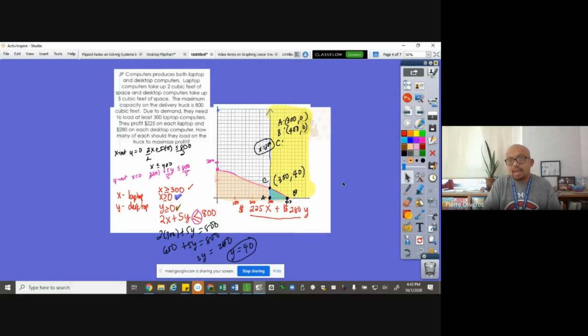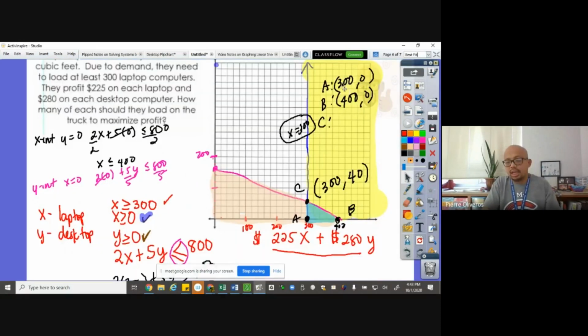Meaning to say that, going back there, we can have 300 laptop or 0 desktop, or 400 laptop or 0 desktop, or we could have 300 laptop and 40 desktop. Okay, and again, after we find the vertices, we will plug that one into our objective function or the maximum profit formula.